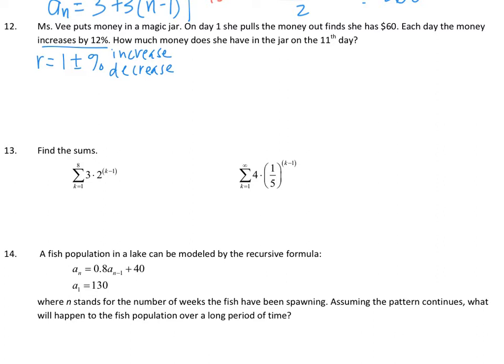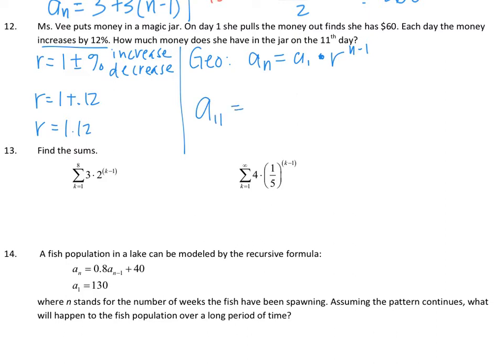So the rate is not 12. The rate is also not 13. The rate is 1 plus 0.12, or 1.12. Then we are going to use our geometric rule where AN, the 11th term, would be the first term times the rate to the n minus 1. So A11, I would plug in the first term, $60, times the rate, and then up here, 11 minus 1.